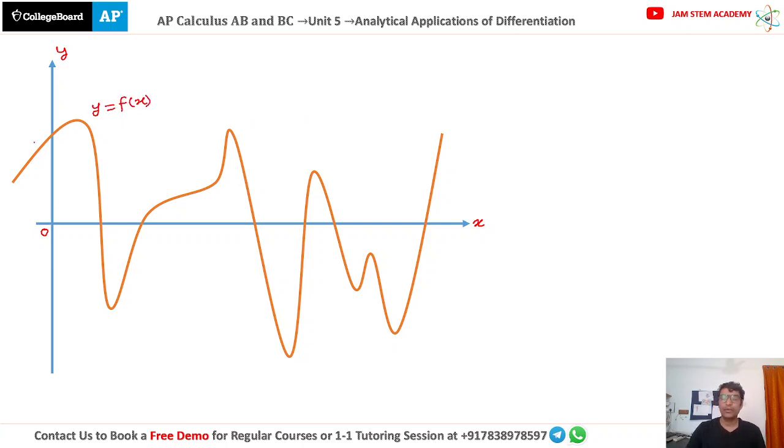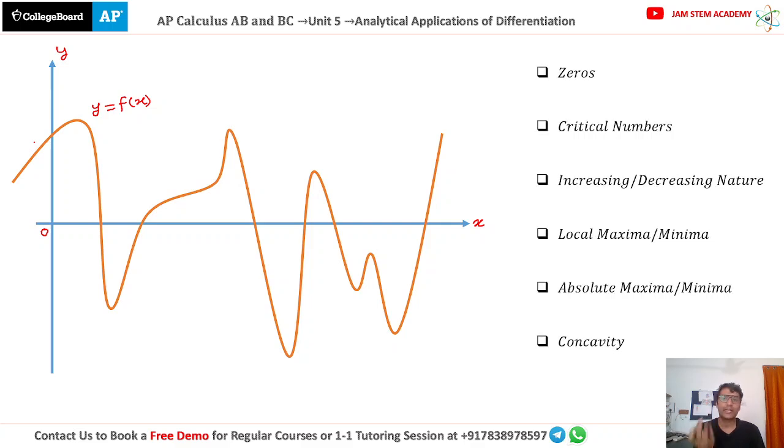So, what do we mean by zeros, critical numbers, increasing, decreasing nature, where the function is increasing or decreasing? How can we find that using the graph? And also I will do it with the mathematical expressions, because we are going to use the analytical applications.